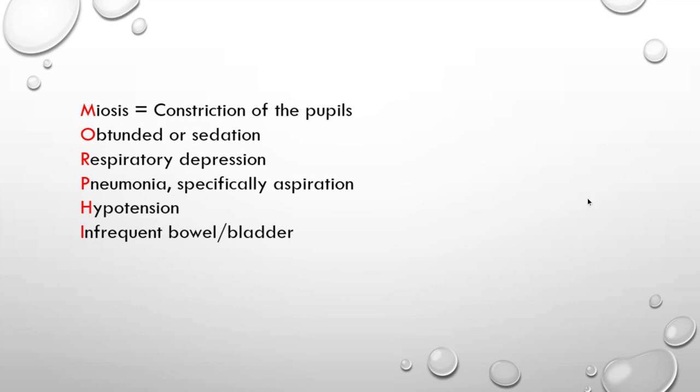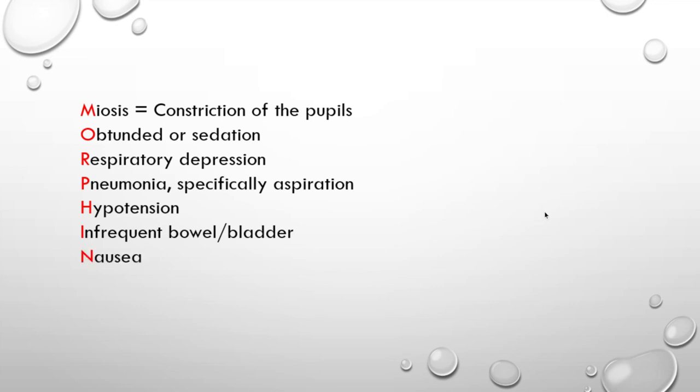You'll also have infrequent bowel or bladder. And what does that mean? Well, it causes, like many opiates, it causes constipation, but it also causes urinary retention. So if you have a patient who is on morphine and you notice they haven't gone to the bathroom in a really long time, and they're having pain from that, could be a cause from the morphine.